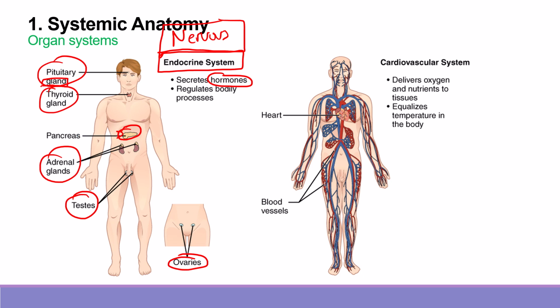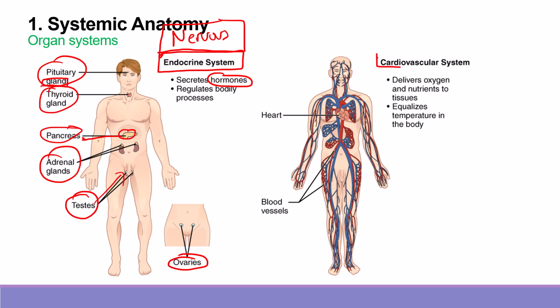But at this point, make sure you know the pancreas has an important role in the endocrine system. Same thing with the testes and the ovaries. They are part of the reproductive system as well. So these organs belong to more than one system.